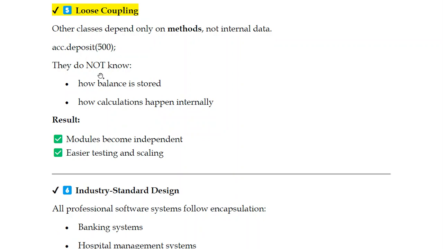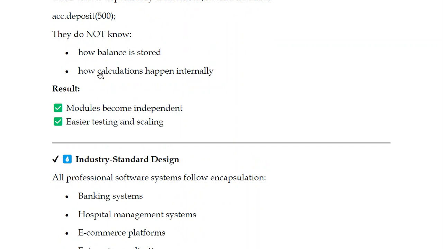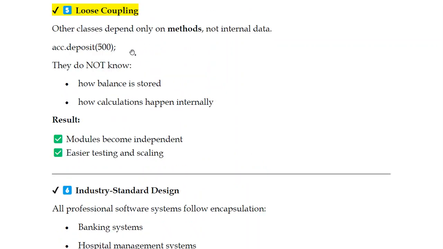Next, easier testing and scaling. Am I right? So only the updated portion will be checked. These portions will not be modified. So for easier testing, you can use any value, no issues. We just call the function deposit. That's it.